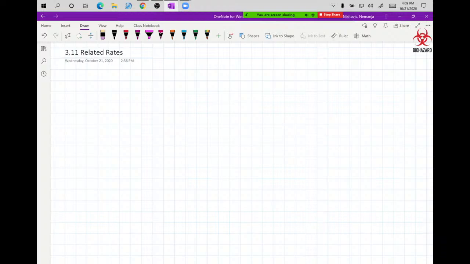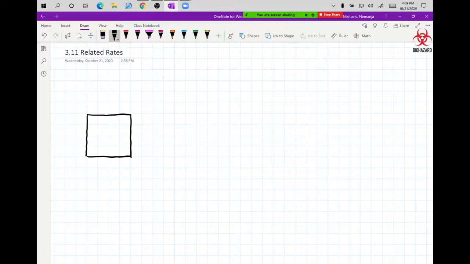Now, to observe this, we are going to first take a look at a square, and you can think of this square as made out of a very thin metal, and then you heat it up.